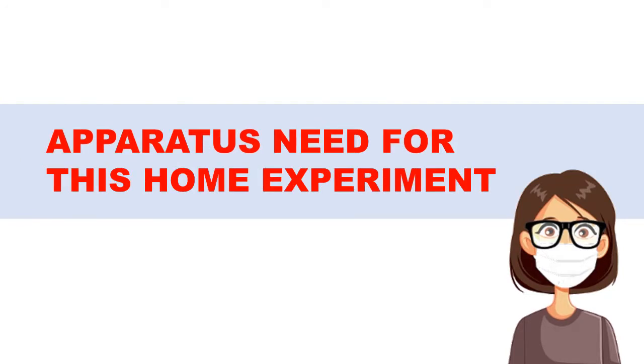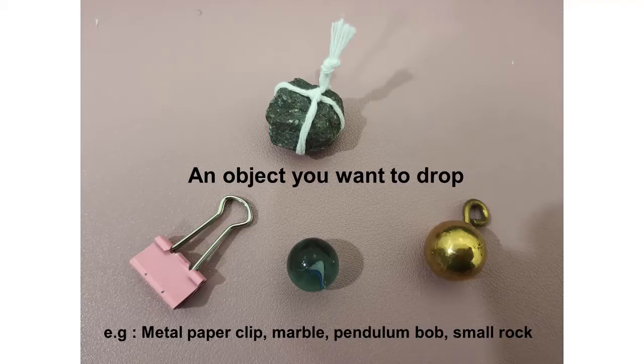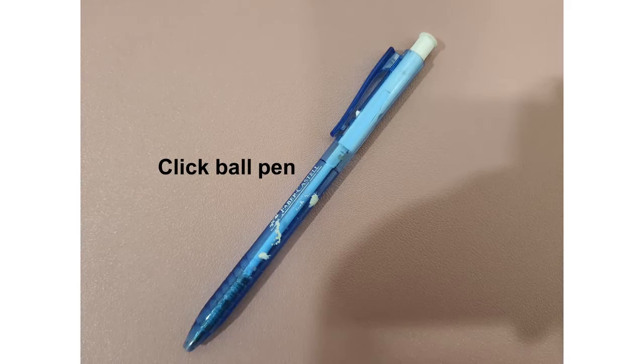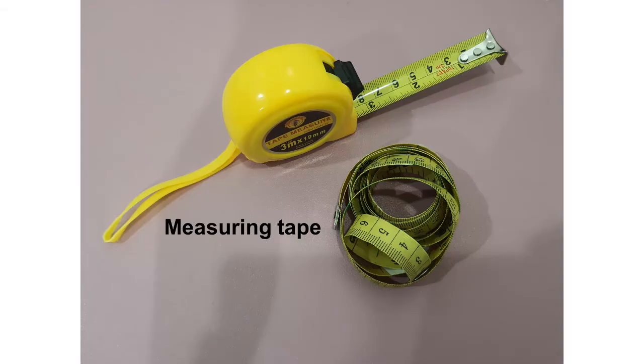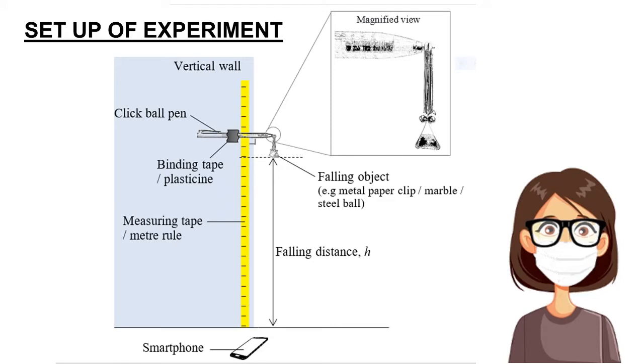The items you need for this home experiment are a smartphone with the app installed, an object you want to drop. For example, you might use a metal paper clip, marble, pendulum bob, or rock. A click ballpoint pen, measuring tape, masking or binding tape, or you might have Blu Tack. Let's set up the experiment and measure the time for free fall motion.